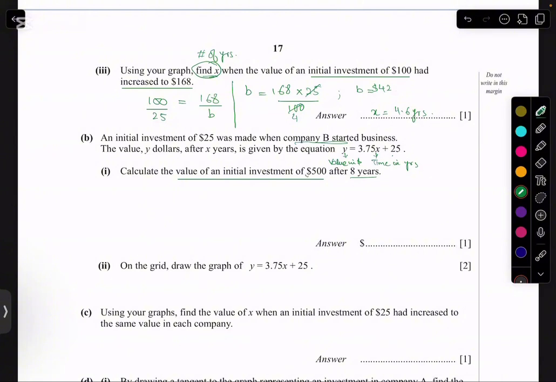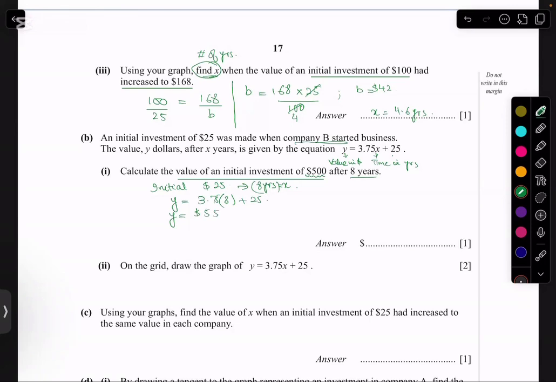Again, I can see it is 500, which is a multiple of 25. After 8 years, what is it going to be? तो जिसने $25 invest किया, initial investment जिसने $25 किया था, तो 8 years के बाद इसके पास भी तो कोई amount आ रही होगी ना. So this 8 years is actually the value of x. So what I can say is that after 8 years, starting with an initial investment of 25, this becomes 3.75 times 8 and then plus 25. And then if I calculate this value, then this value comes out to be $55.